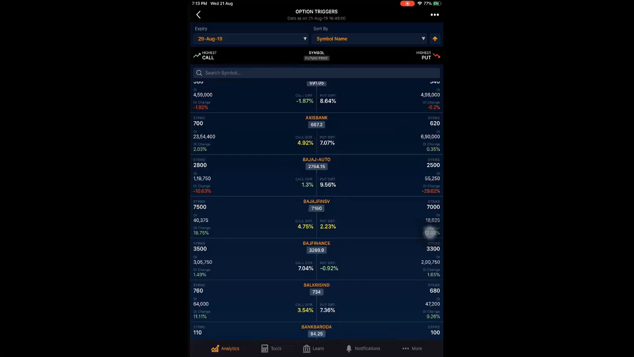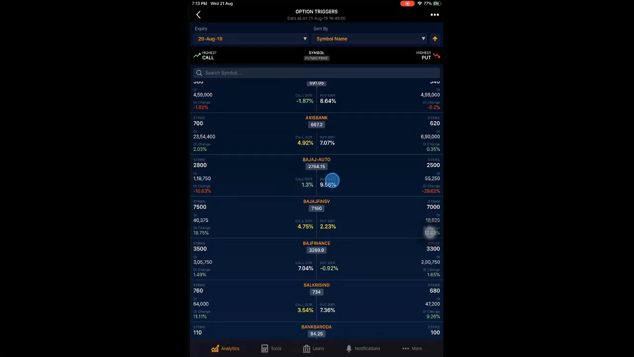The OI on 700 call is 23,54,000, whereas on the put it is 6,90,000. So you have a significant OI on the highest call strike. How was the OI during the day? So the OI change, you can see it is 2% for the call, and for the put it was insignificant, like 0.35. So this way you will come to know how much was the OI change for the highest call and highest put for the day.